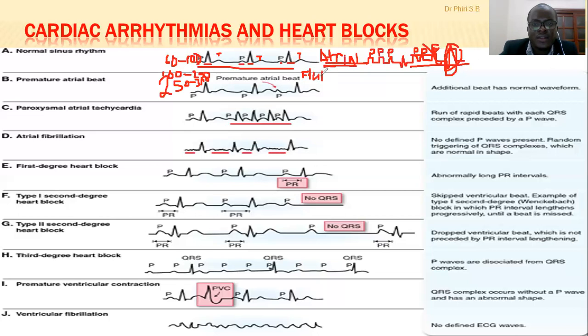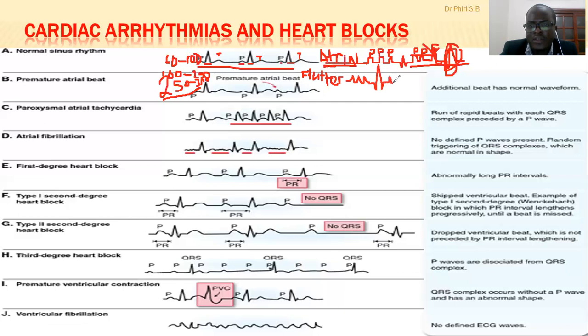Atrial flutter. In atrial flutter, the ECG looks different. Because the firing of action potentials has increased to 250 to 300, you won't appreciate the P wave so much; there will be a lot of waves forming like that. Then you have one P wave that will follow with a QRS complex. Then it will go back.